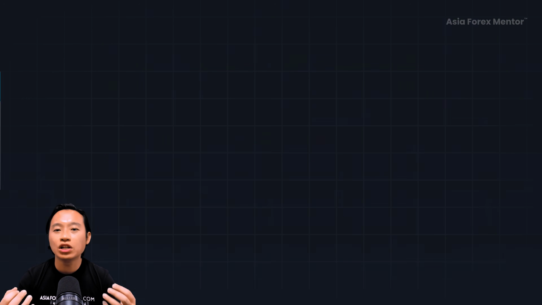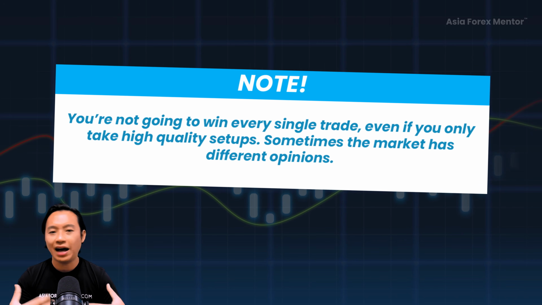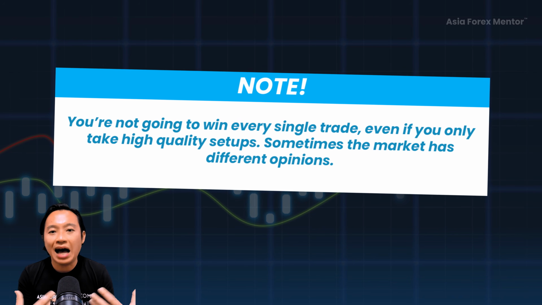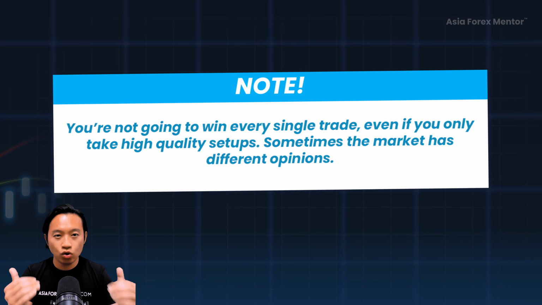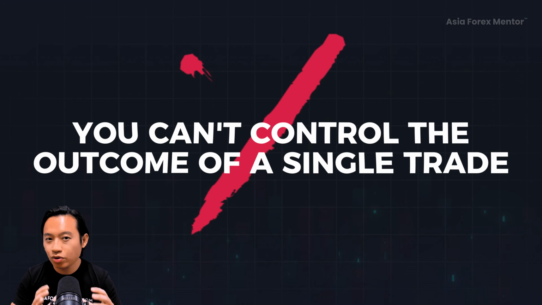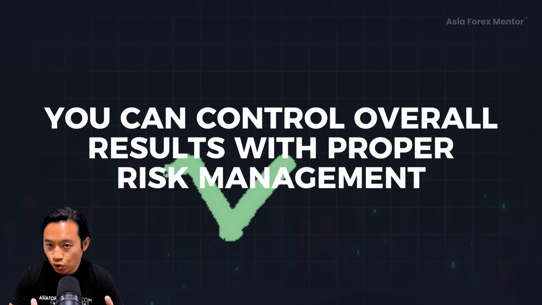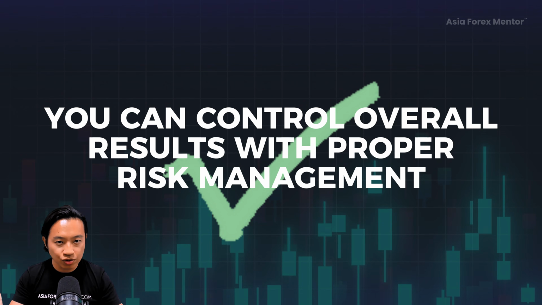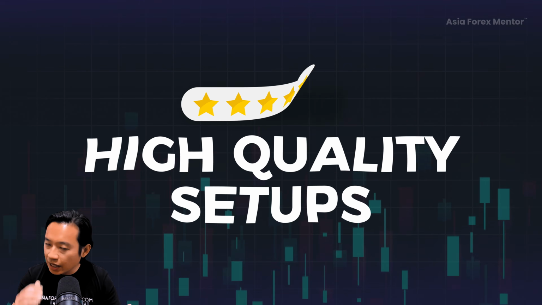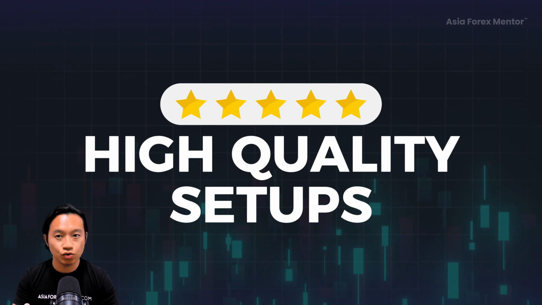So it's important to remember that you won't win every trade, even with high quality setups. The market may behave in an unpredictable way, but with good risk management, even a 30% win rate can be really profitable. So you cannot control the outcome of a single trade, but you can control the overall results of all your trades with proper risk management. So stick to high quality setups and stick to your trading rules, right? And that's where you'll be fine.